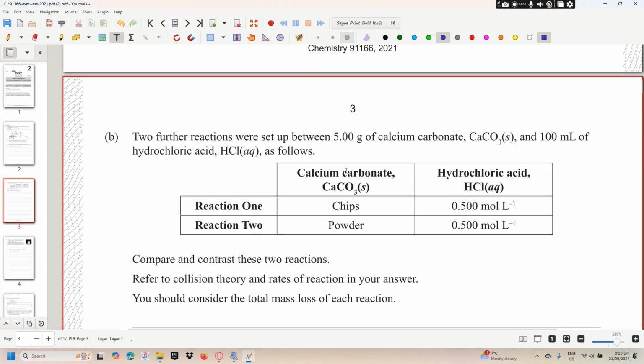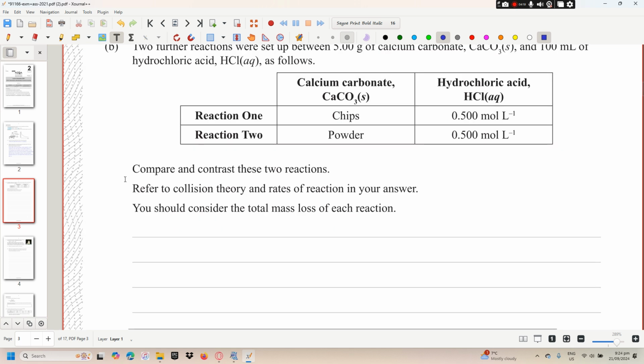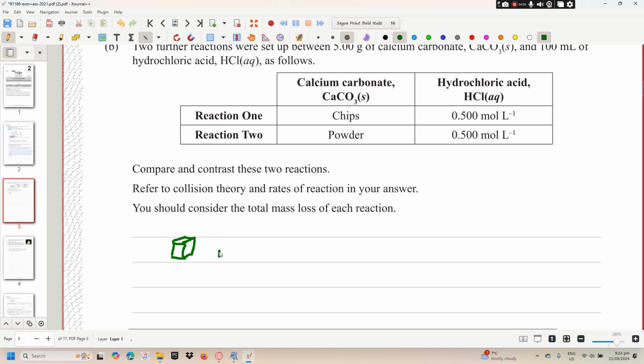Two further reactions are set up between 5 grams of this and 100 mL of hydrochloric acid as follows. Compare and contrast the two reactions. Okay, so immediately you should be thinking powder, high surface area. If you have a piece of calcium carbonate, it's much easier for the hydrochloric acid to attack it if it's in smaller pieces. It's much more accessible, much more exposed. And so that's what powder is. Powder is like a million tiny little pieces.